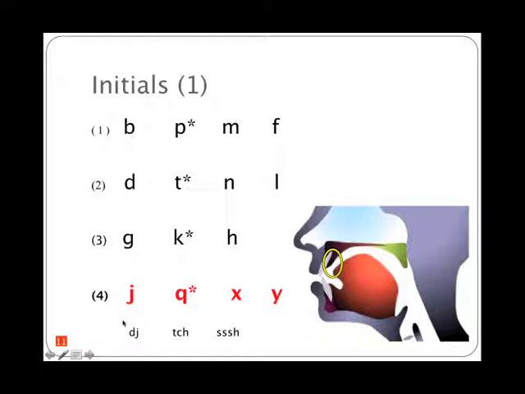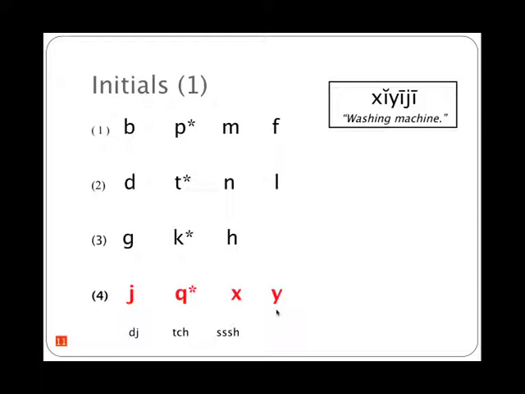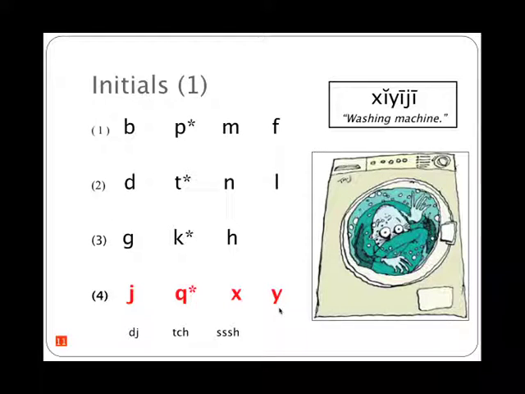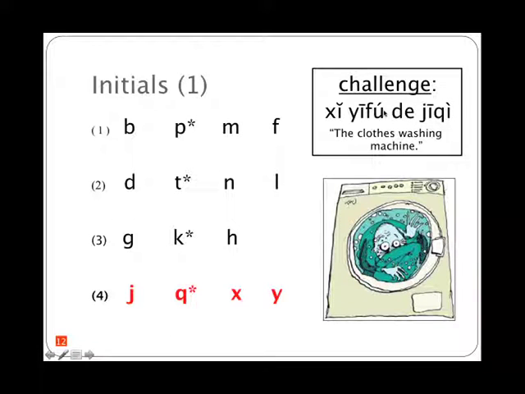Again, ji, qi, xi, yi. As a tongue twister, we can say xi yi ji, xi yi ji, literally wash clothing machine. Xi yi ji. That was too easy though.